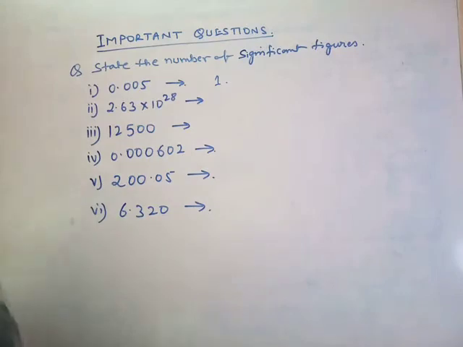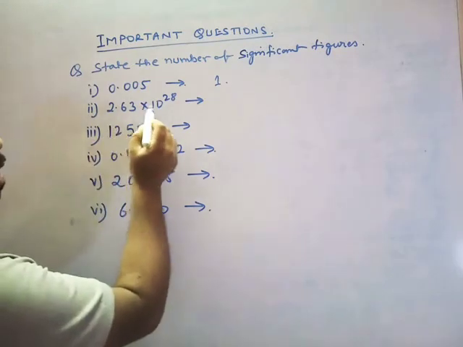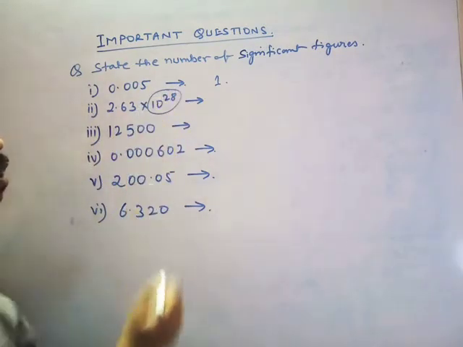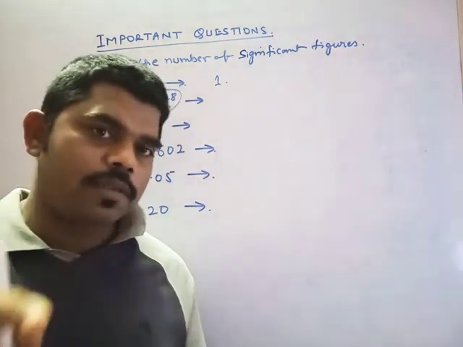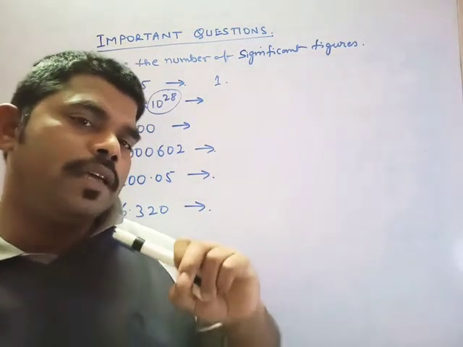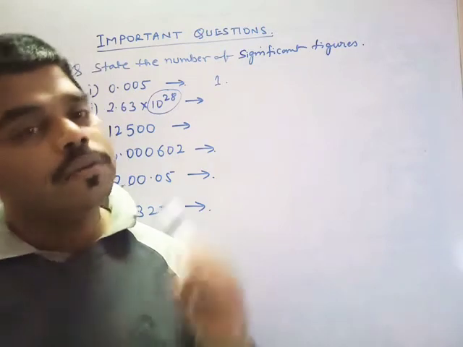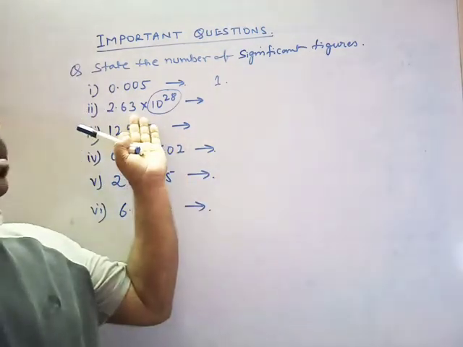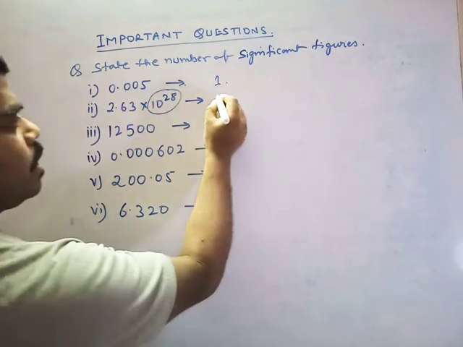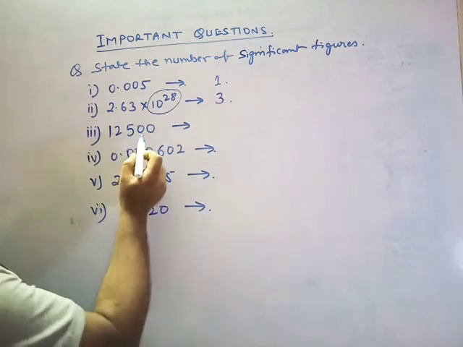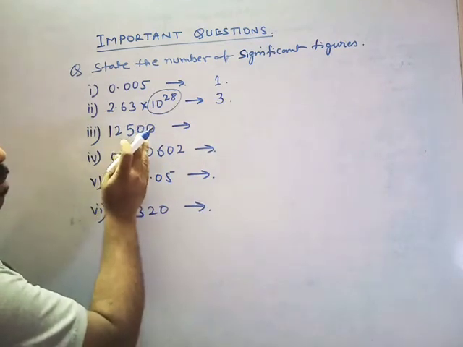Yes. Here 2.63 into 10 to the power. This into will always convert the units. So as I told you, when there is a change in the units, there is no change in the significant numbers. So here how many are there? 3. Okay, these two zeros are what?